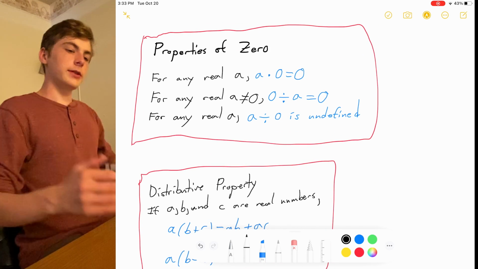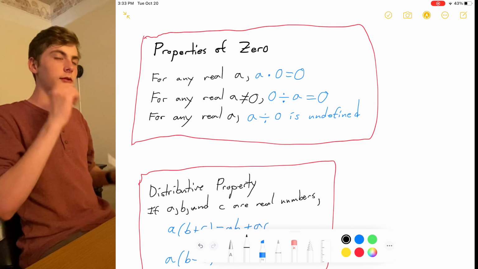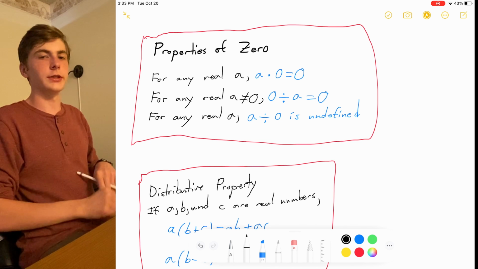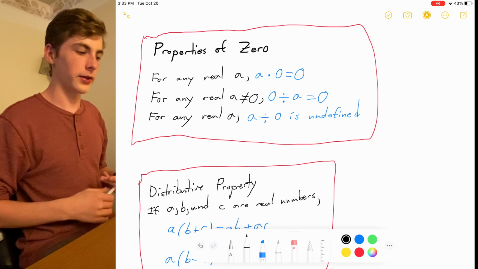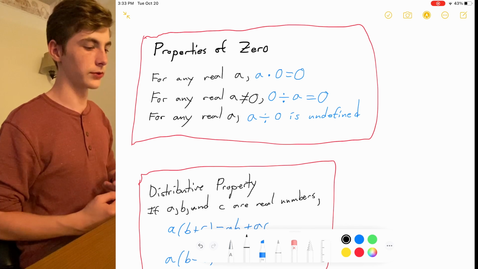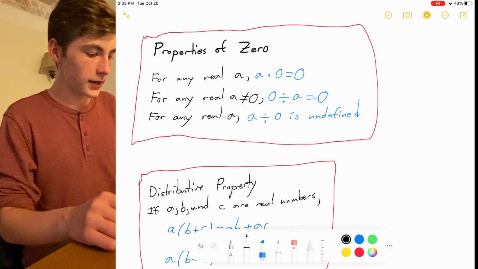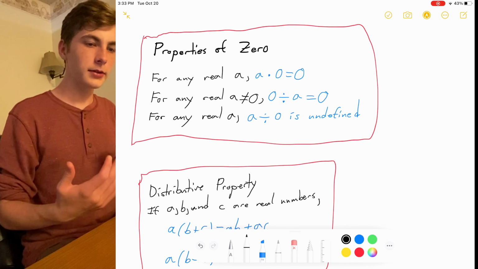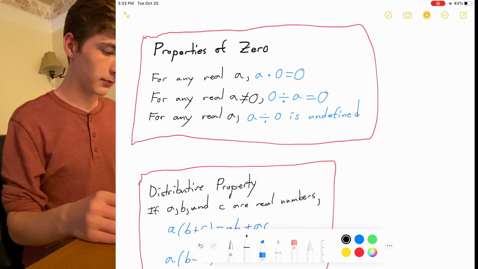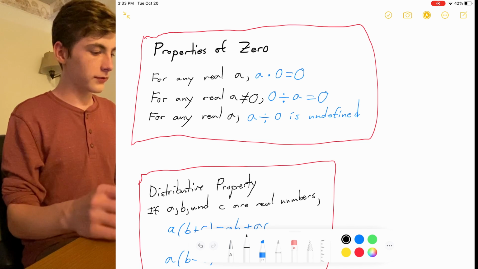Moving on to properties of 0. 0 is a really cool number. Actually 0 and 1 are both some of my favorite numbers in all of math because they have all these special things about them. And especially 0. 0 is like the anti-infinity. It has some things in common with infinity, actually, but kind of backwards, because it's nothingness. It's like a black hole. So, properties of 0.